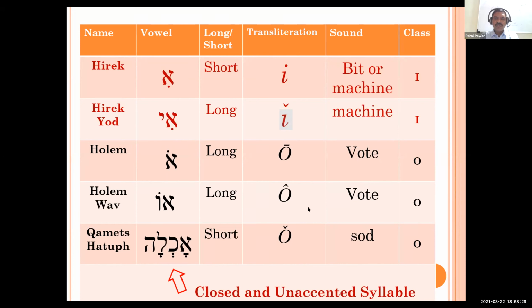So it gives a short O sound like in sword. A short O sound, sword. So the pronunciation of this word is not akla, but it is okla. Okla means to eat.